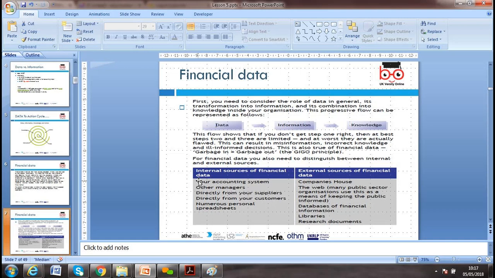Okay, any question? And external source of data? These are the sources outside the organizations. Okay, what are those?